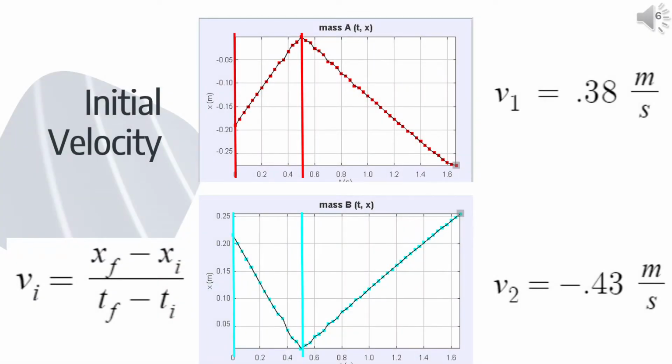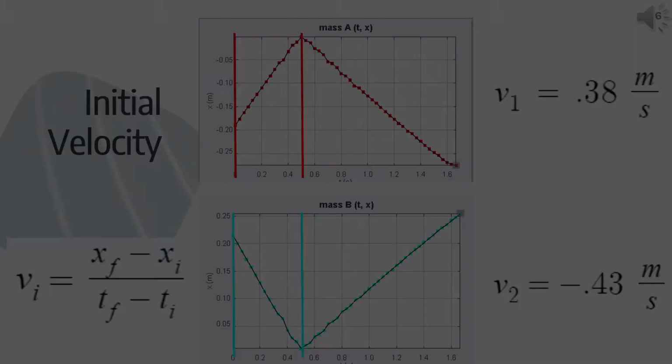One of those values is the initial velocity. I used the equation in the lower left corner. Velocity equals the displacement over change in time. I calculated velocities of 0.38 meters per second and negative 0.43 meters per second, respectively. Now let's look into why I needed the initial velocity.